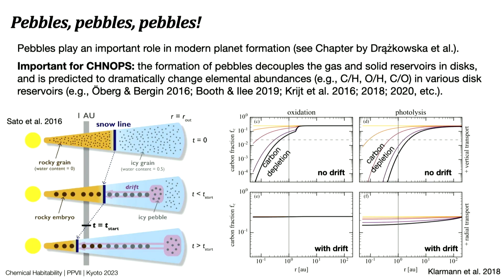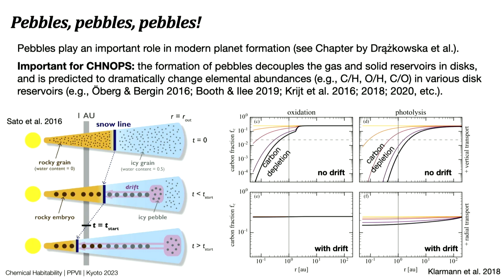I want to focus on what is really new since PP6, and I think that is this focus on pebbles, right? Pebbles are very important. Pebbles are the particles we see when we image disks in ALMA and millimeter continuum. Pebbles are the precursors of planetesimals through the streaming instability and gravitational collapse, and pebbles are the food for protoplanets growing via pebble accretion. And in these modern models of planet formation, you have tens to hundreds of Earth masses worth of solids drifting radially. What does this do to your CHNOPS?